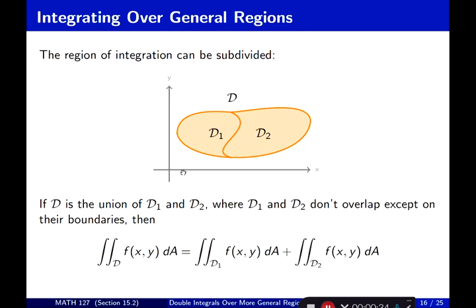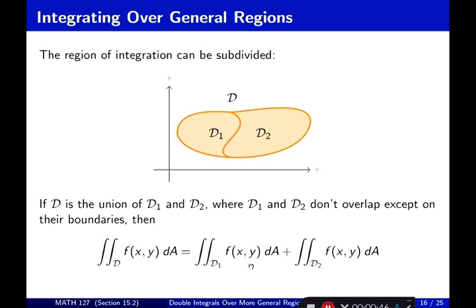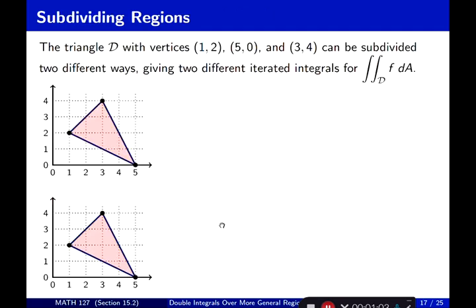Then the integral over the entire region D is going to be equal to the integral over region D1 plus the integral over region D2. So the question is, does this make sense? Yes. Just imagine you're finding the volume over the region D, and that would be the volume over region D1 plus the volume over region D2. So that makes sense.